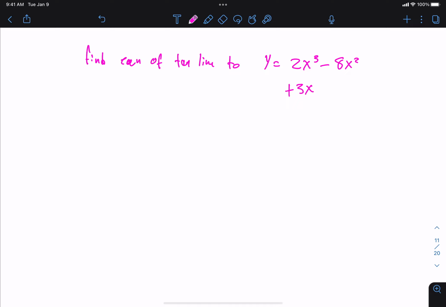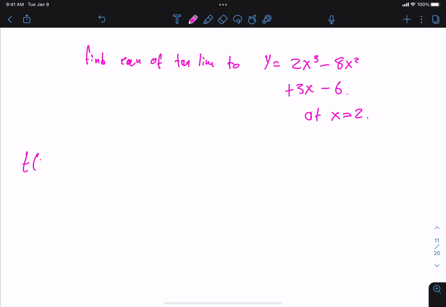So it says find the equation of the line tangent of y equals 2x to the third, minus 8x squared plus 3x minus 6 at x equals 2. Okay, so this is just a tangent line problem.